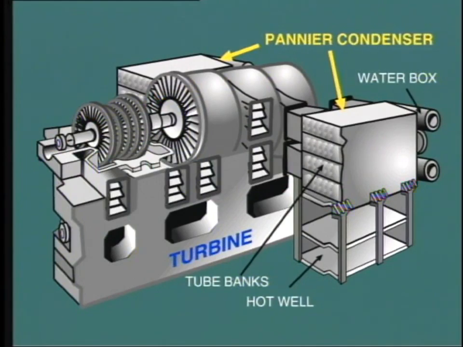side of the exhaust. As we already pointed out in an earlier module, a vacuum is formed when steam exhausting from the turbine is cooled and condensed back into water.